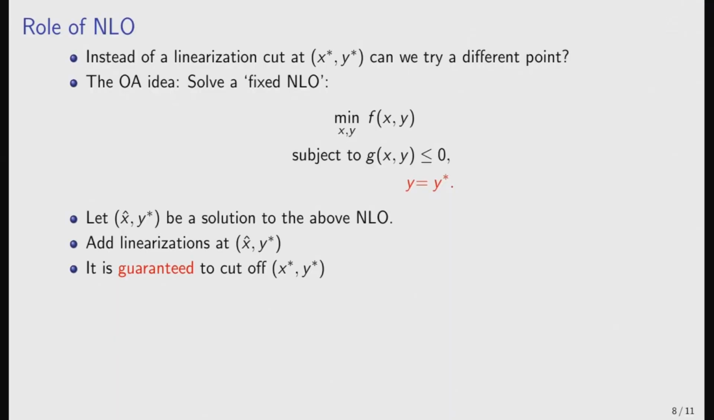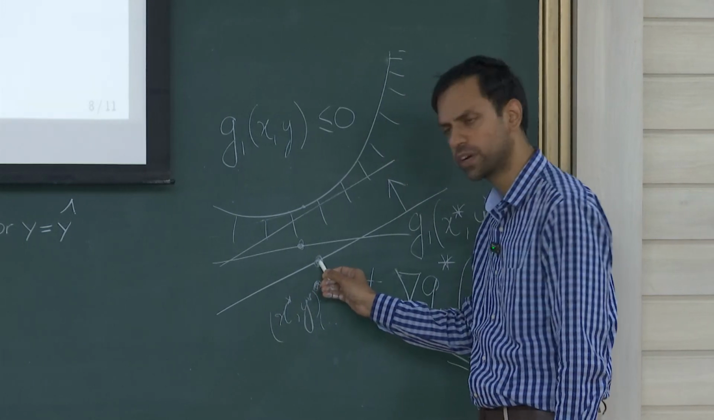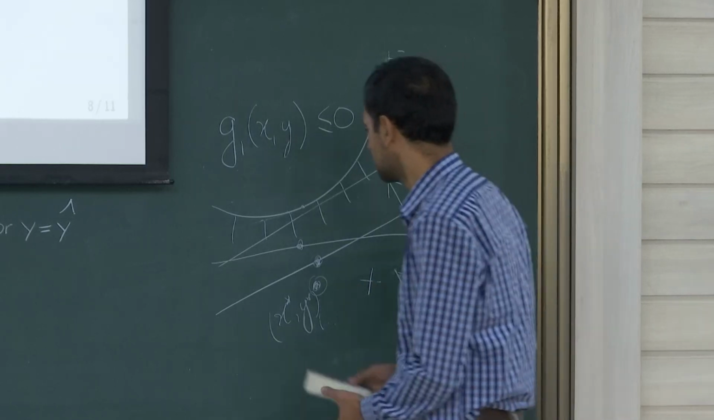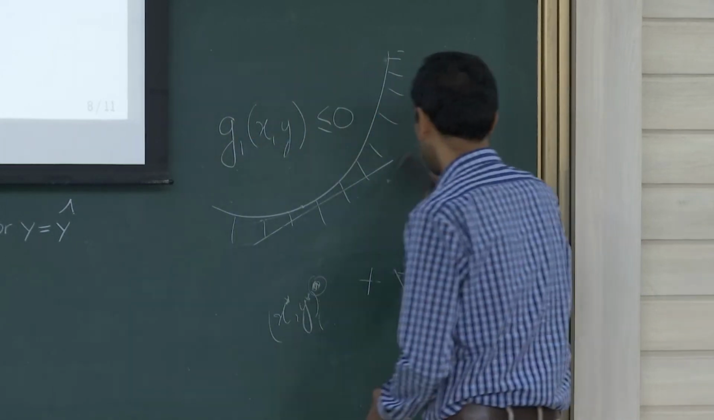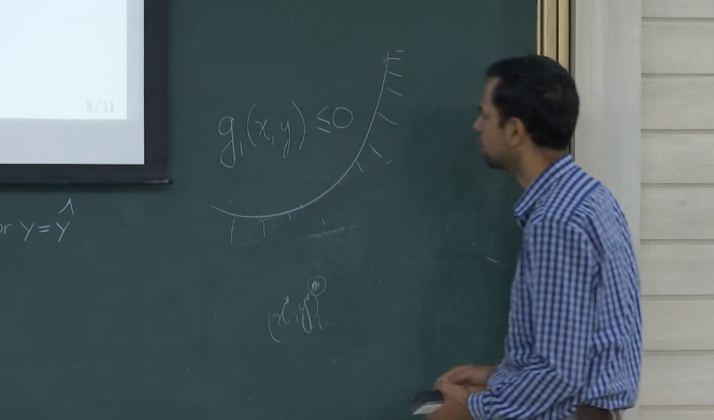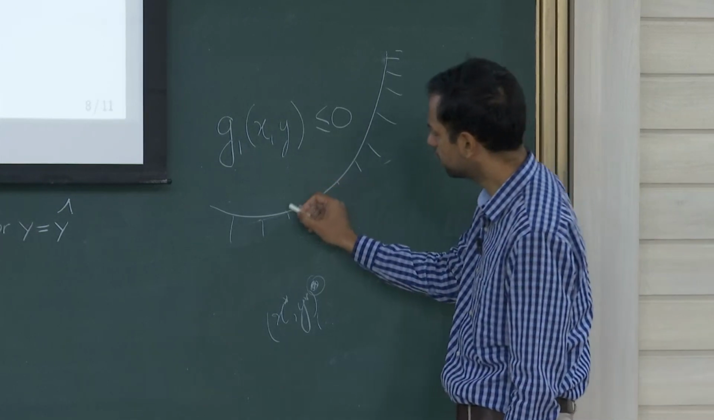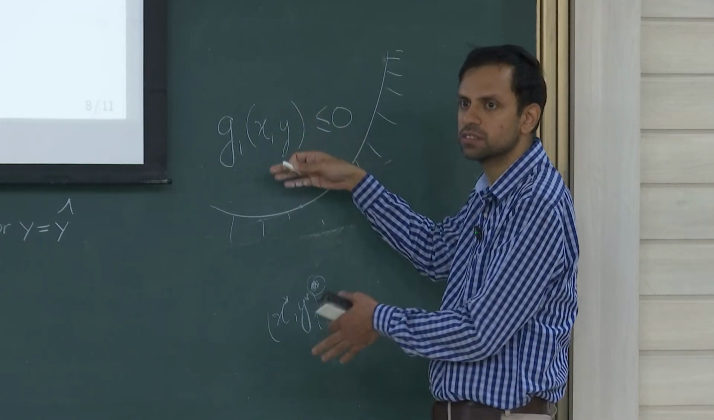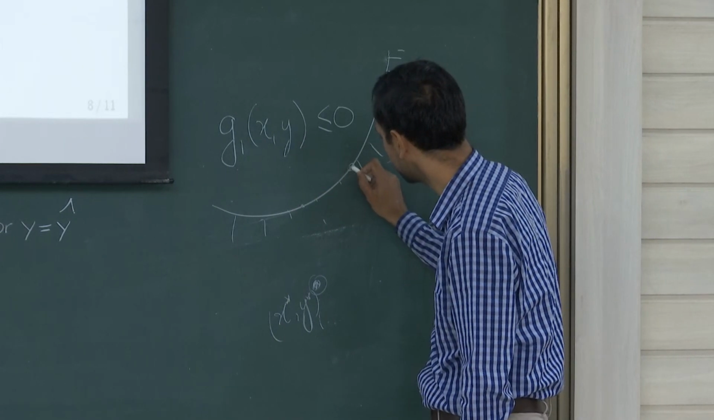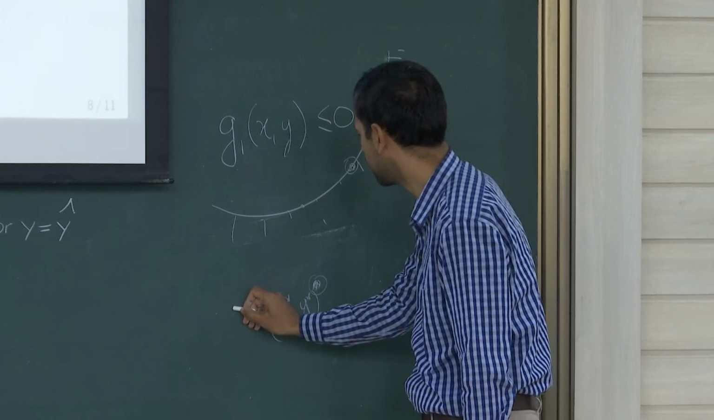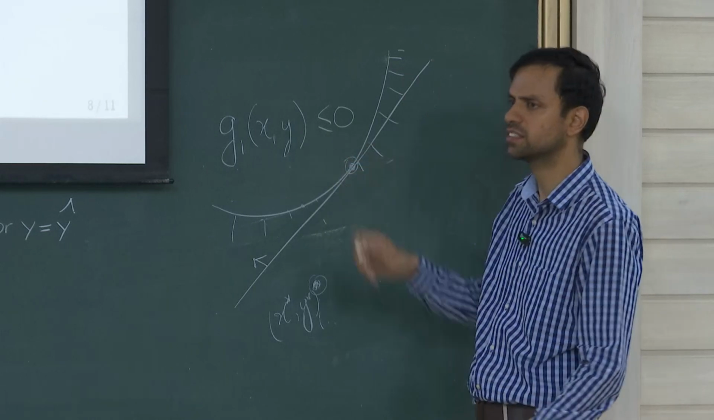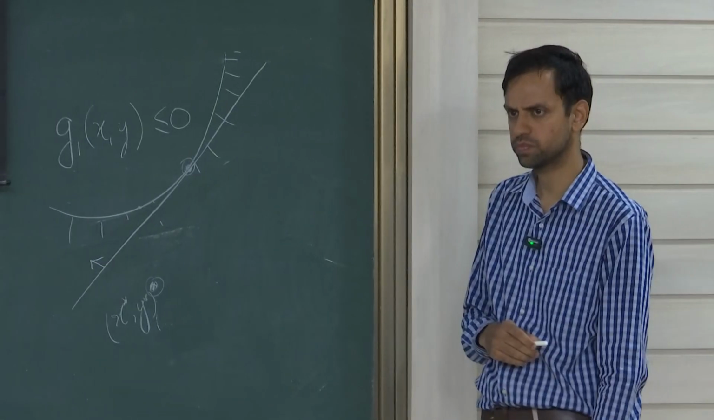So the idea is that instead of adding a linearization at this point, the point we got from the MILO, I am not going to try to add a linearization here. Instead, I am going to search for a point which is on the surface of the nonlinear region, some place here, and try to add a cut which actually touches the region.